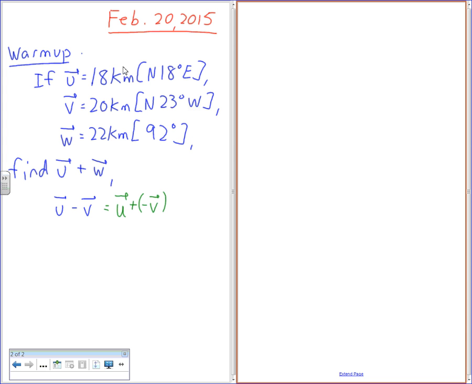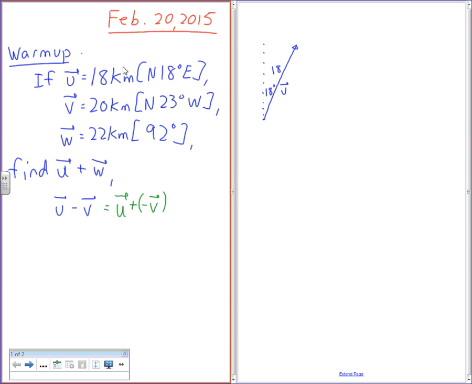So I'm going to draw vector u first. How about draw north 18 degrees east, please? Yeah, so I see hand signals going on here. So I'm going to start off here. That's going to be your 18 degrees. And that's 18 kilometers. And that's vector u. Okay. Great, so that's vector u.